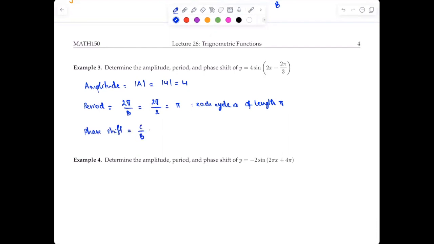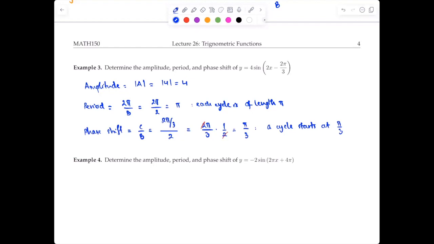Now the phase shift is equal to c over b. For c equal to 2 pi over 3 and b equal to 2, we have 2 pi over 3 divided by 2. So you get 2 pi over 3 times 1/2. Now the 2s cancel out and you're left with just pi over 3. So this says that a cycle will start at x equals pi over 3, or the starting point now gets shifted to the right by pi over 3 units. So a cycle starts at pi over 3.